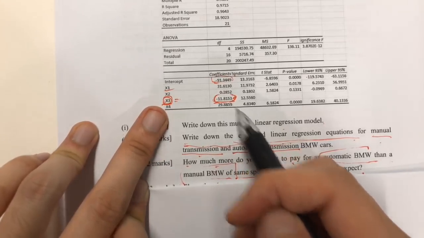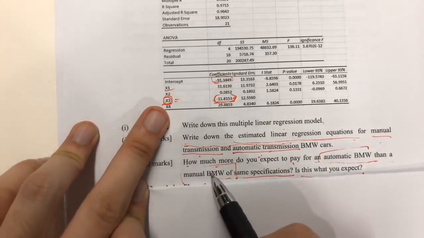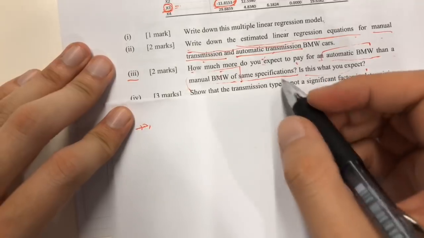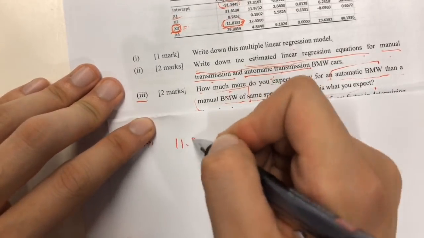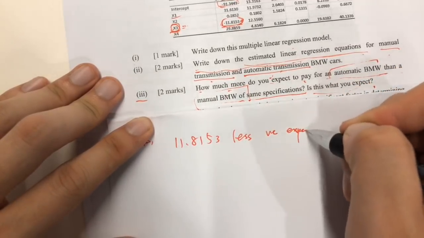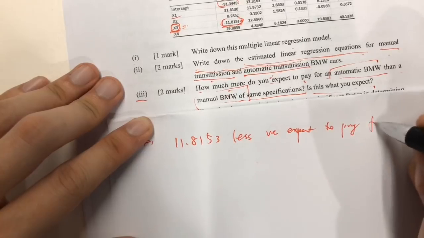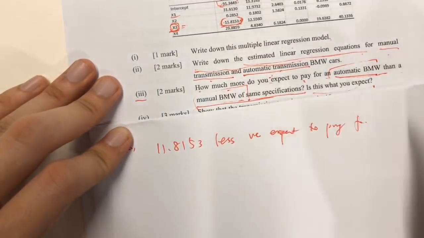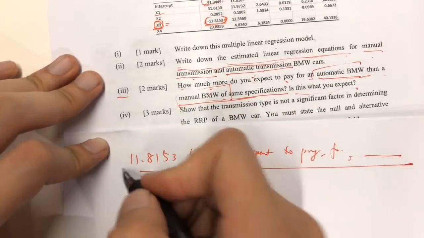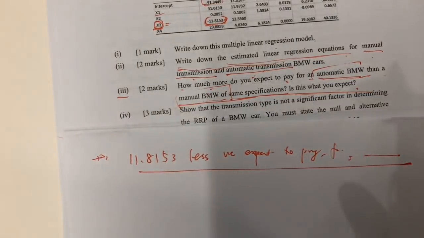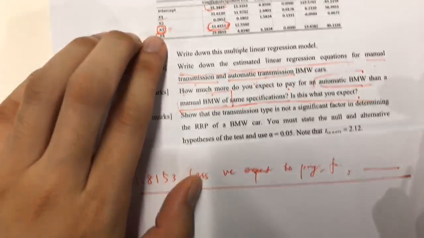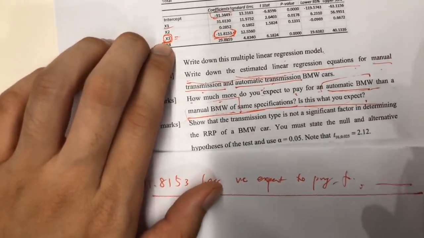11.8153, actually less than the manual BMW, right? So we probably need to answer that the how much more, actually it's 11.8153 less we expect to pay for an automatic BMW than a manual BMW of the same specifications. Okay, so this sentence is also the interpretation of the coefficients on the indicator variables. Okay?